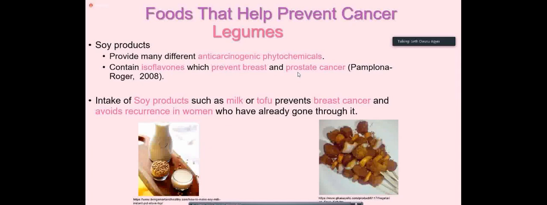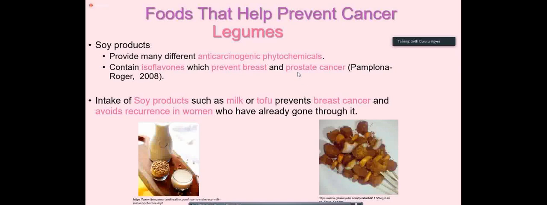We have legumes, the one with the highest potential in the fight against cancer, all forms of cancer, and specifically breast cancer. We have soya bean, and we have soy products. We have soy milk, we have the soy kebab, and we have other things that we get from soybeans.